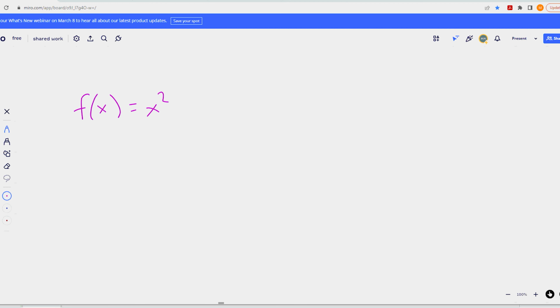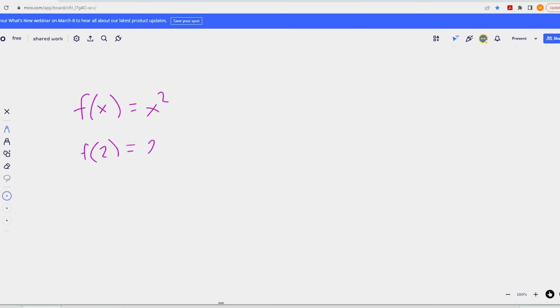I could ask you, what is f of 2? And as we all know, to find out f of 2, you plug in 2 for x, so that would be 2 squared, which is 4. And so we would say f of 2 is 4. Now that seems pretty easy to me.